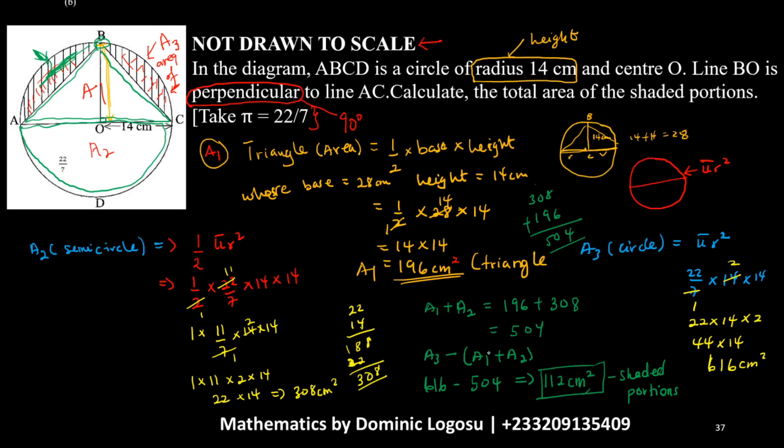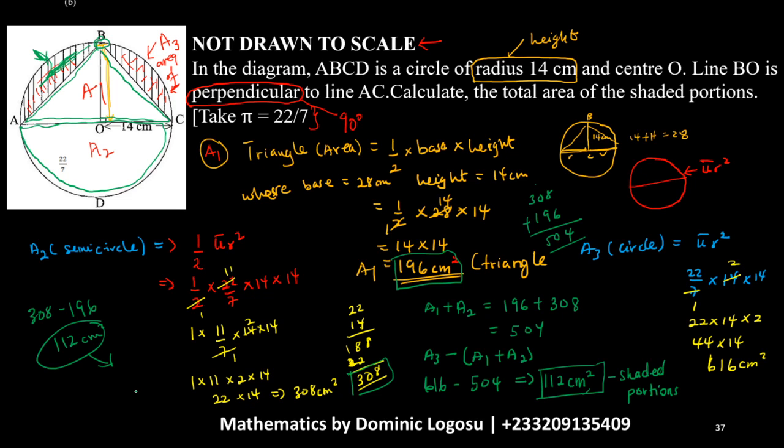Another way to solve this is basically to ignore the total circle, which is area 3, find the semicircle, and then find the triangle, and then you subtract. So we could have gotten our answer by simply subtracting this from this. So 308 minus 196 will give us 112 centimeters, which is the same answer. So that's a better shortcut. But as I said at the beginning, there are 2 ways to solve this.